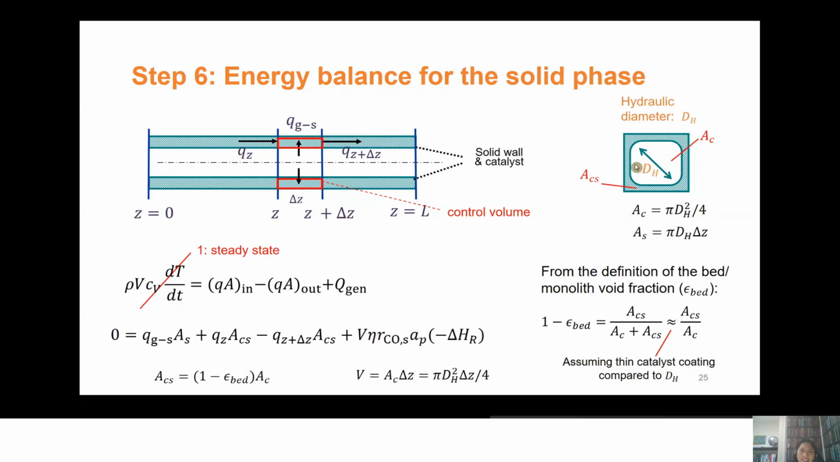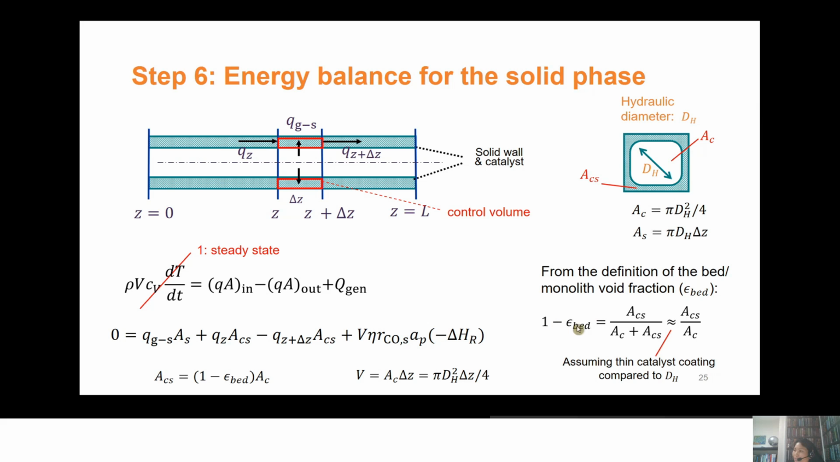So how do we get ACS? How do we get this shaded region here? We can use this definition to get ACS: 1 minus the bed voidage. Bed voidage is the fraction of the empty space in the bed.